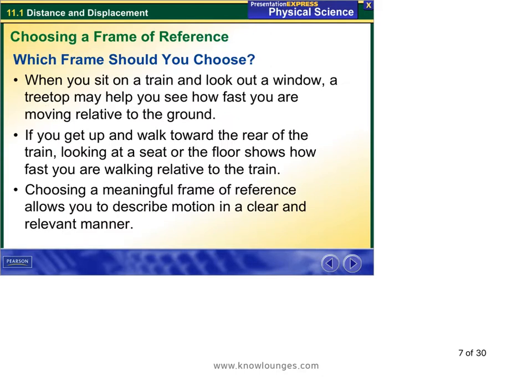If you sit on a train and look out a window, a treetop might help you decide how fast you're moving. If you get up and walk towards the rear of the train, looking at the seat or the floor shows how fast you are walking relative to the train. Choosing a meaningful frame of reference will allow you to describe motion in a clear and relevant manner. So we have to choose appropriate frames of reference.